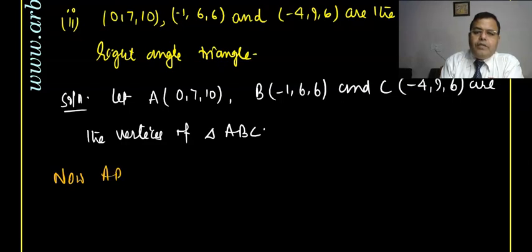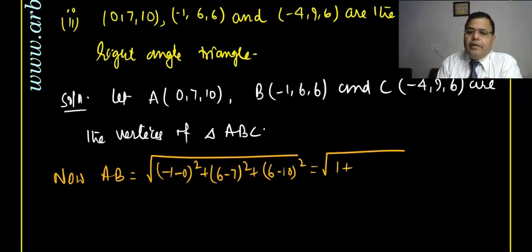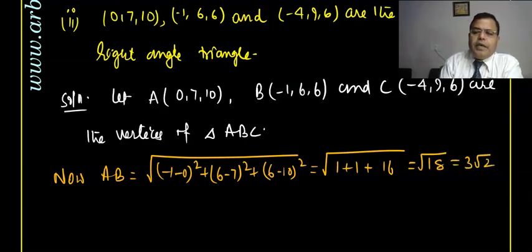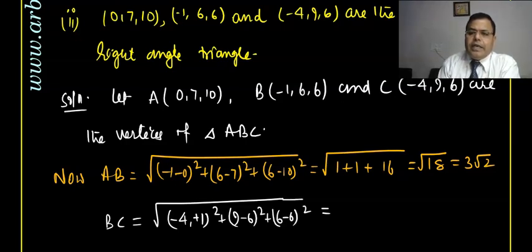Now, the distance AB is given by (-1 minus 0) whole square plus (6 minus 7) whole square plus (6 minus 10) whole square, isn't it? So this is 1 plus 1 plus 16, that is root under 18. So this is 3 root 2. Now BC can again be calculated as (-4 plus 1) whole square, (9 minus 6) whole square, (6 minus 6) whole square. 3 whole square is 9, this will be 9 and this will be 0. So this is also root under 18, that is 3 root 2.